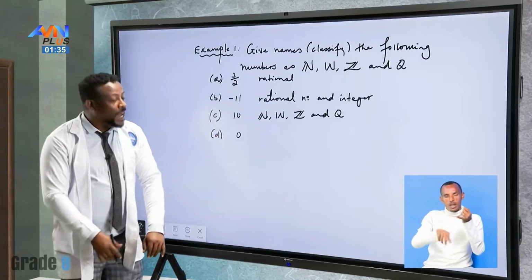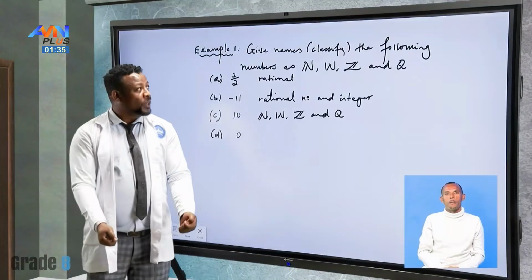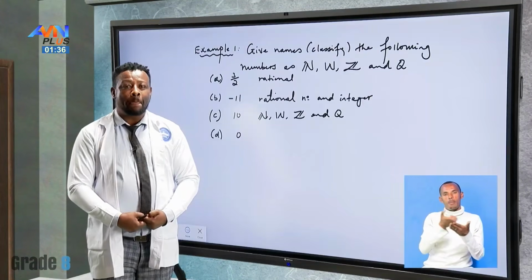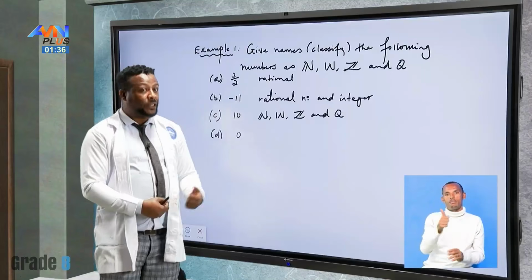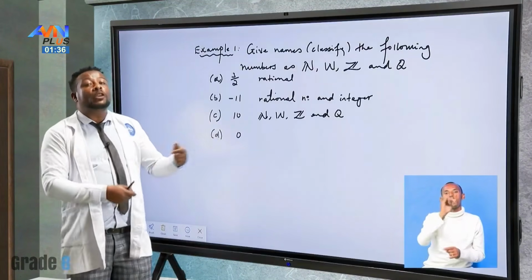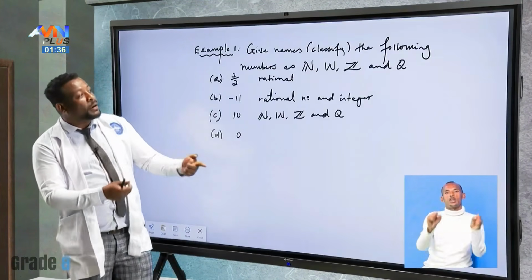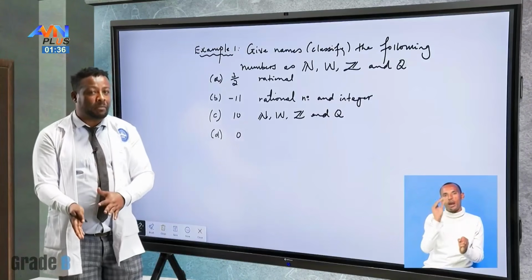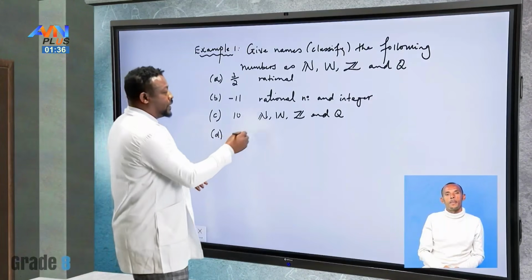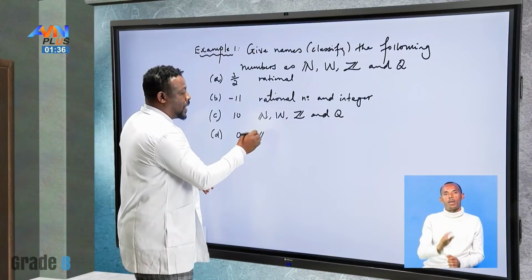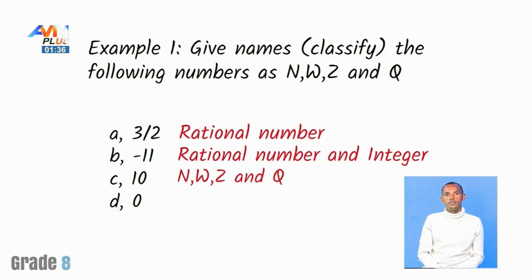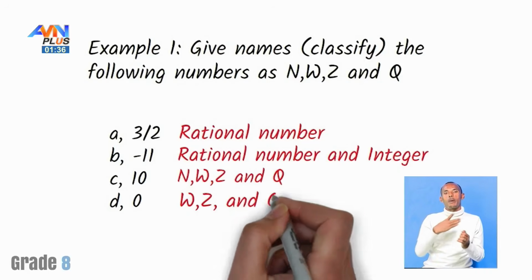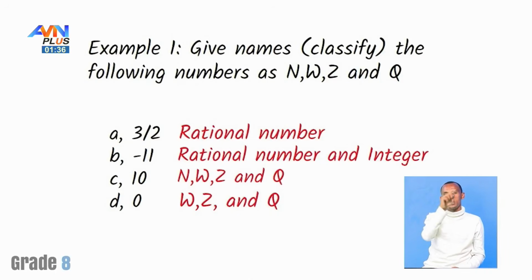When we come to the last one, 0, do you think 0 is an element of natural numbers? No, it's not an element of natural numbers. But 0 belongs to the set of whole numbers. It belongs to the set of integers and rational numbers, right? So this can be a member of W, Z, and Q.